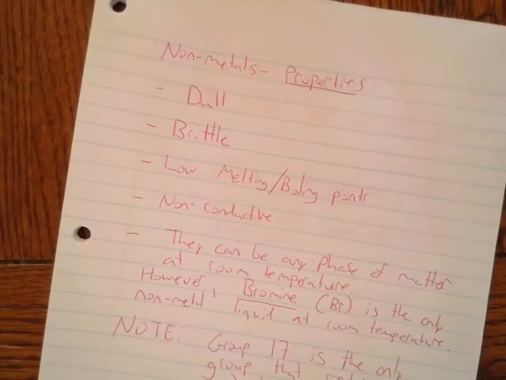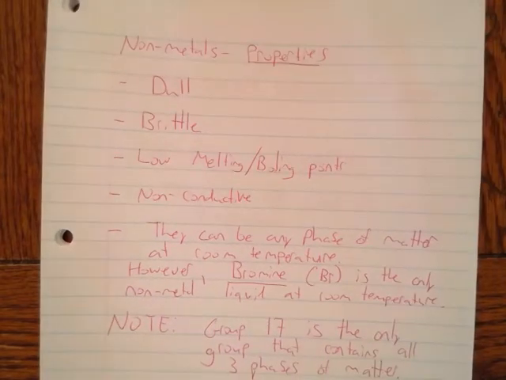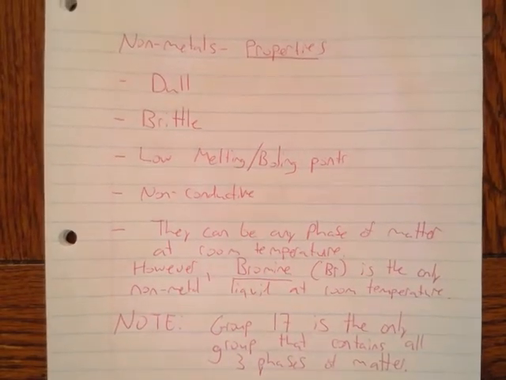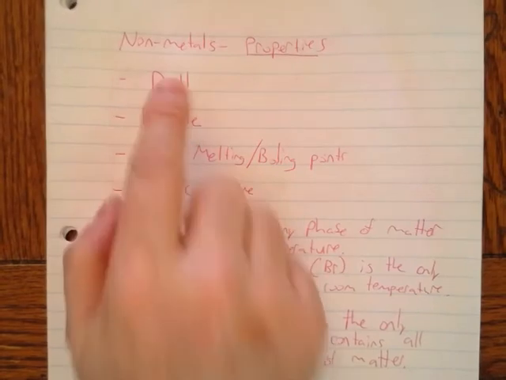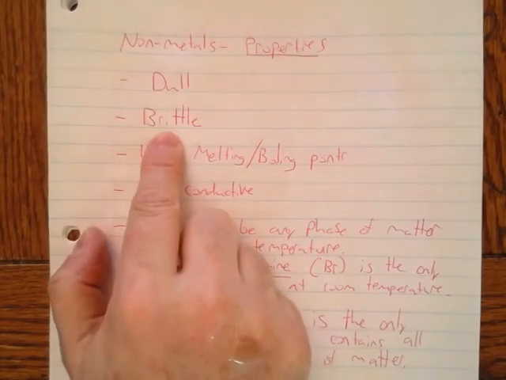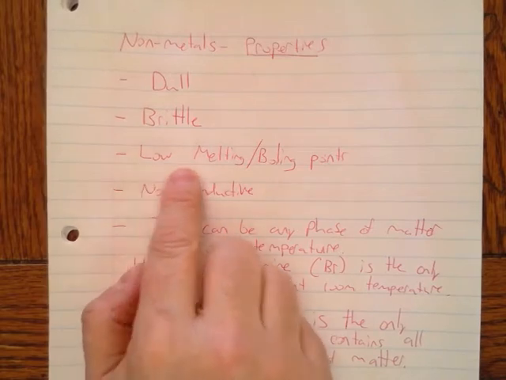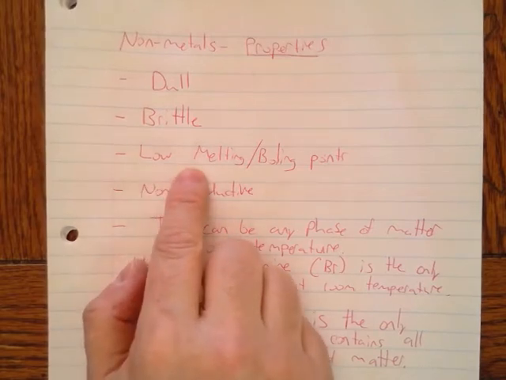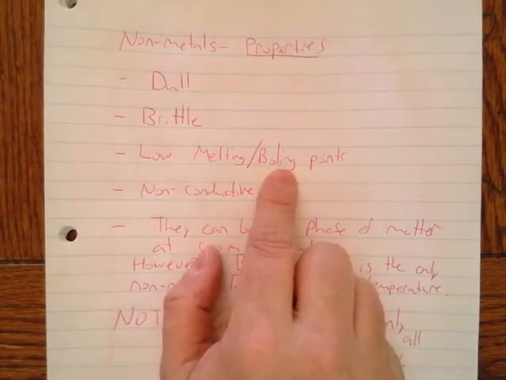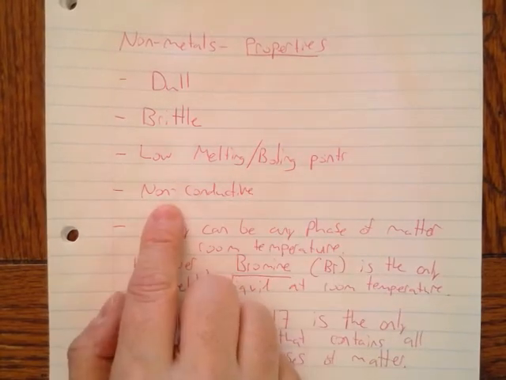So next we have nonmetal physical properties. As you might imagine, they're exactly the opposite. Nonmetals are dull. They're not shiny. You try to bend a nonmetal, no luck there. It's just going to break. They're brittle. Generally speaking, they have low melting points. As a matter of fact, some of them are even liquids or gases at room temperature, so we'll say they have low boiling points. And they're certainly non-conductive.